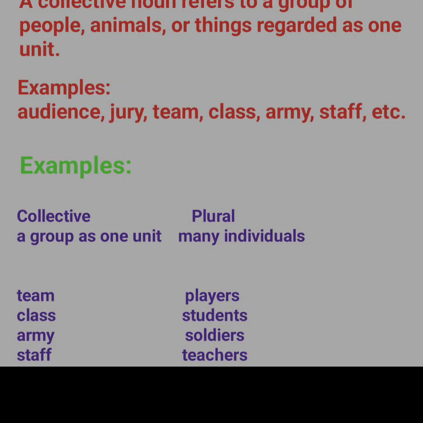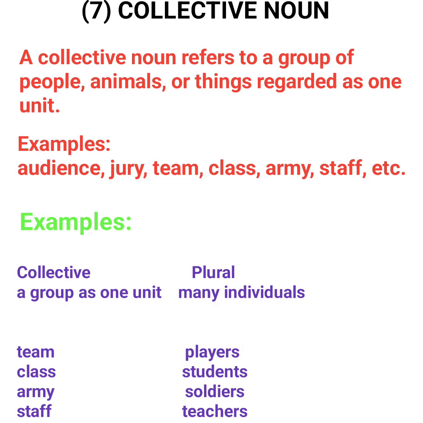The next type is collective noun. A collective noun refers to a group of people, animals, or things regarded as one unit. That one is totally different from plural nouns. Plural nouns refer to multiple individuals. For instance, boy, we have more than one boy, it can be boys, that is plural. We have a student, many students, that is also plural.